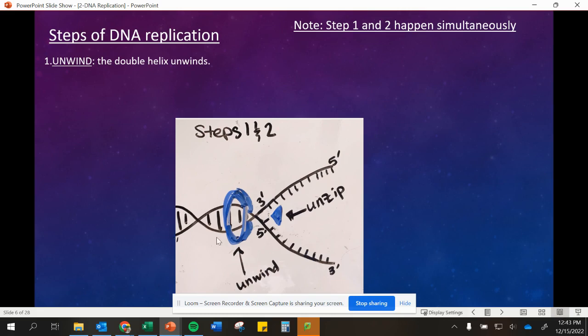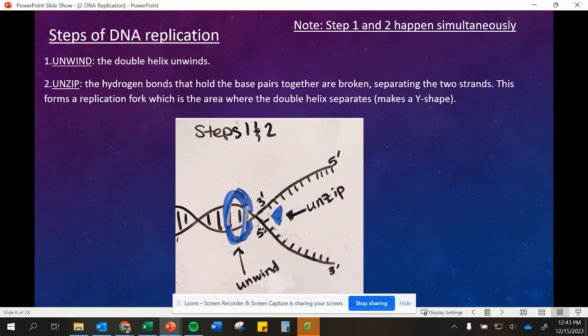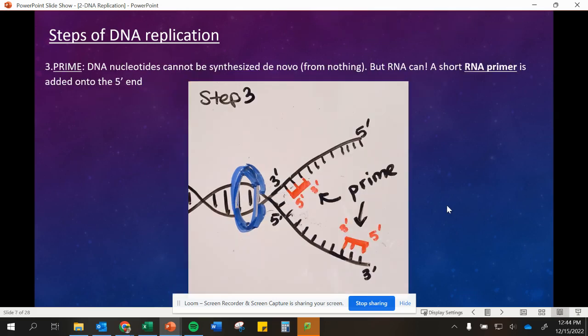Here we have the DNA all wound up, and you can see that it is unwinding. That means the double helix unwinds, and a protein is doing that here, shown in blue. Also, it is going to be unzipped. The hydrogen bonds along here that connect the base pairs together are going to be broken, and it makes this Y shape that we can see here. These happen at the same time. The big idea is that it's untwisting and unzipping the DNA.